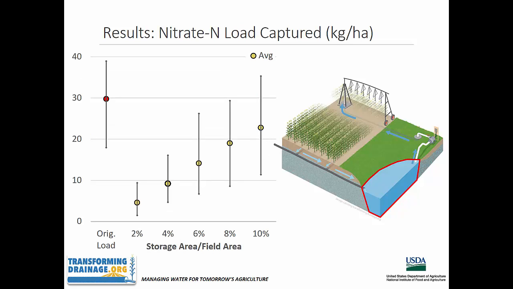Next, we calculated the portion of the nitrate-nitrogen load that could be captured and held within the system. Here on the left of the graph, in red, we see the normal background nitrate loading at the site. At 2% storage, we estimated that 5 kilograms per hectare, or only about 1/6 of the total average annual nitrate load, could be captured. However, as storage areas increase, so did the potential for capture, with nearly 50% capture on average at 6% storage area, and 75% capture at 10% storage area.